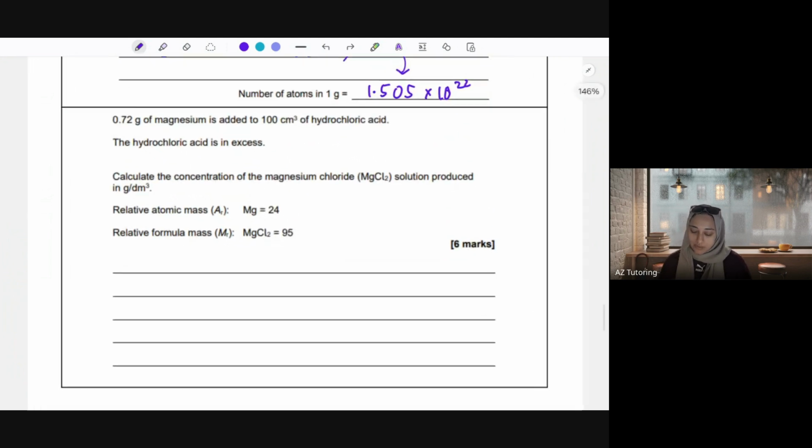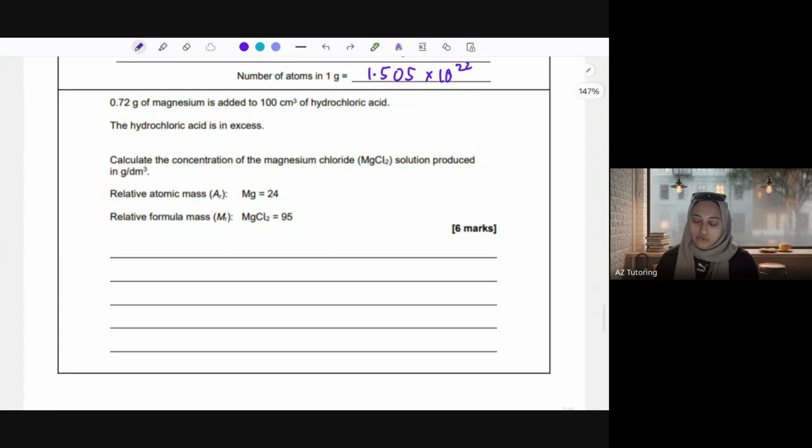Okay, finally, let's do the 6-mark question. And then if anyone's got any questions about chemistry, we'll just open the floor to the chat. So let's have a look at this one. 0.2 grams of magnesium is added to 100 centimetres cubed of hydrochloric acid. I like labelling what they're given. They've given us a mass of magnesium and a volume of hydrochloric acid. It says the hydrochloric acid is added in excess, so they keep adding the hydrochloric acid until the magnesium is fully reacted. That's basically what that means.